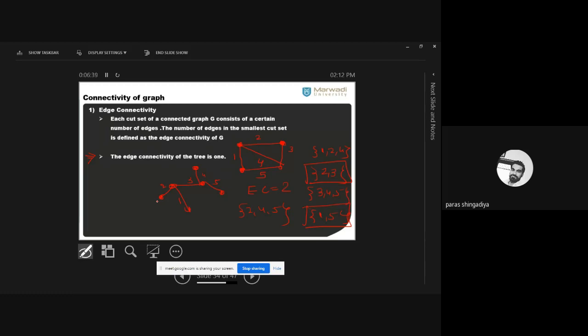So for every tree, okay, with any number of vertices, what will be the edge connectivity of the tree? That is 1. ठीक है, कितने भी vertex हो ग्राफ में. ठीक है, if a tree with 25 vertices, then edge connectivity is only 1. Okay, a tree with 17 vertices, then edge connectivity will be 1. Clear? So that is the concept of edge connectivity. Is there any doubt?